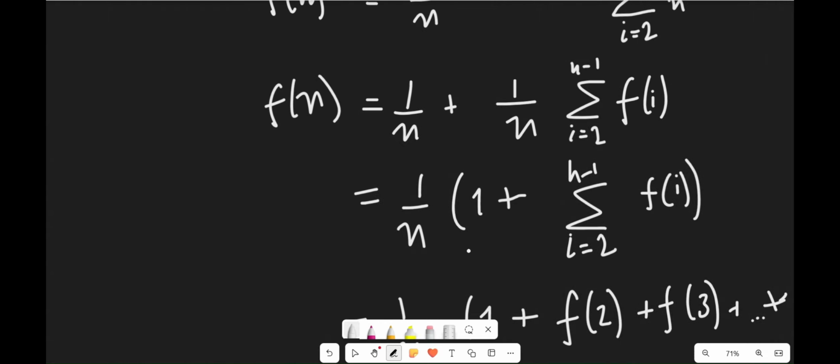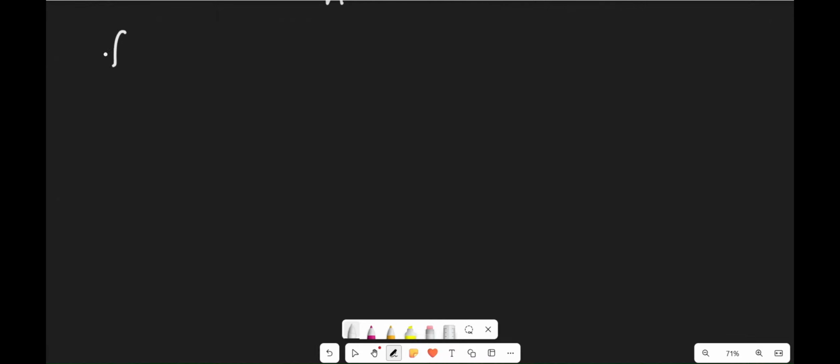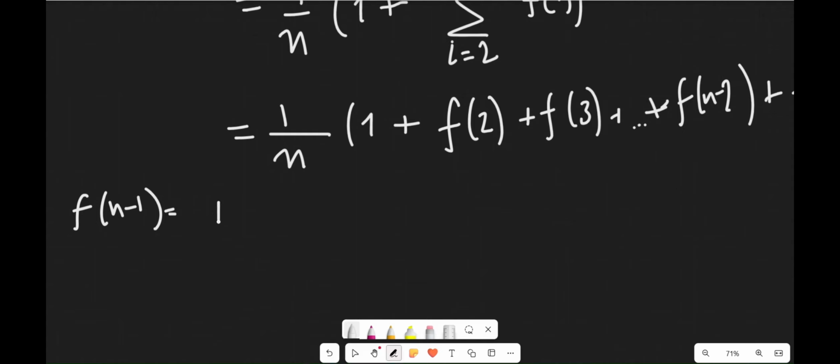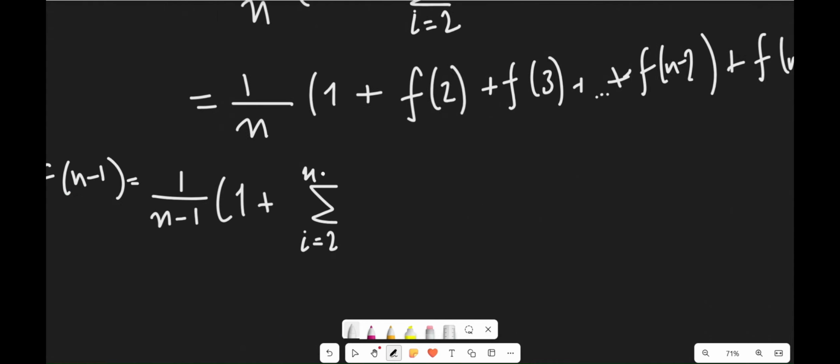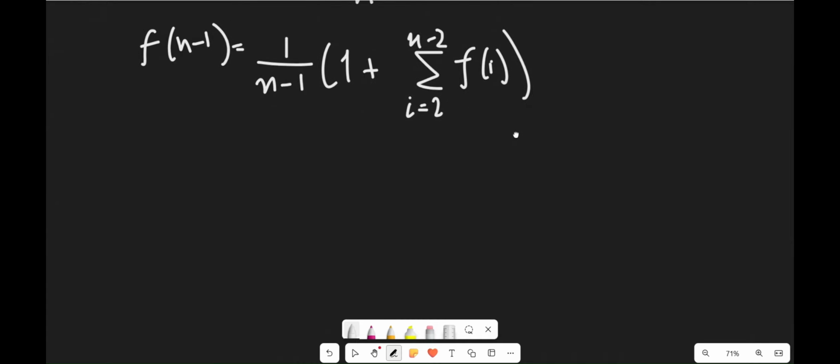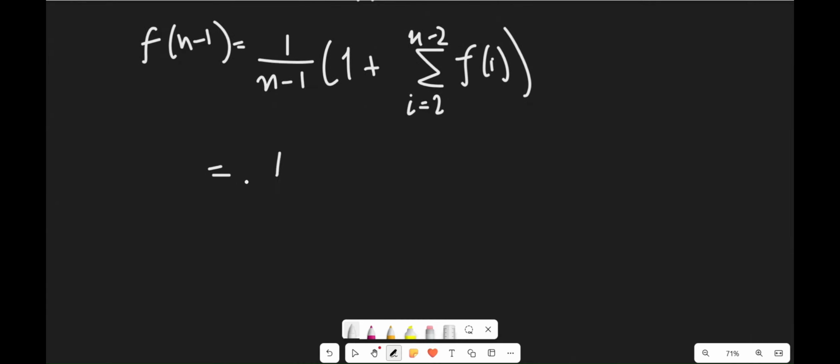Now let's try calculating similarly for f of n minus 1. We'll write f of n minus 1 as 1 by n minus 1, then 1 plus summation starting from i equals 2. Now in the formula we see it's n minus 1, so here it will be n minus 2, and f of i. We can try expanding it a bit as well. 1 by n minus 1.